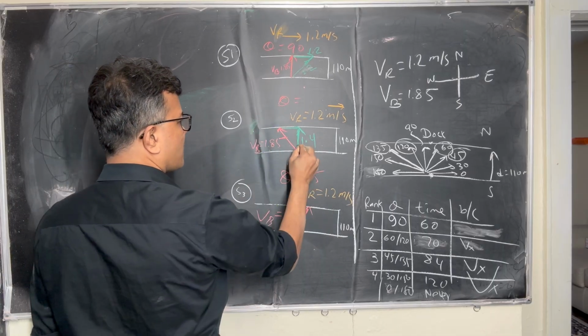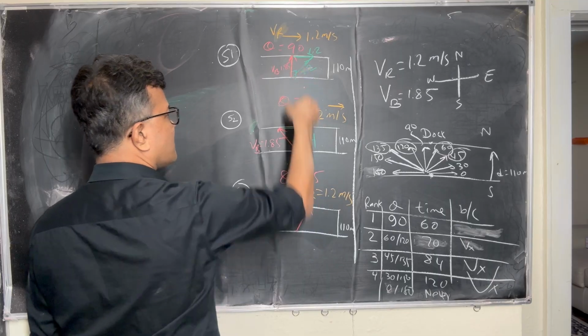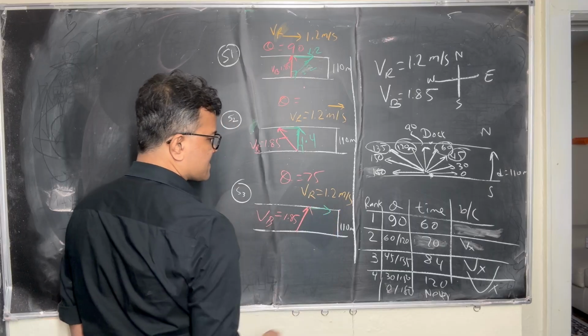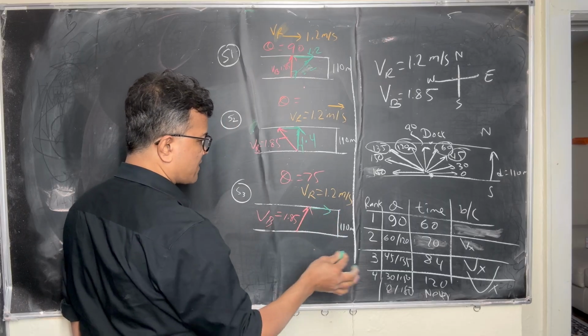This is a right angle triangle. However, this is a scalene triangle. Why is this a scalene triangle? Because all three sides are not the same.